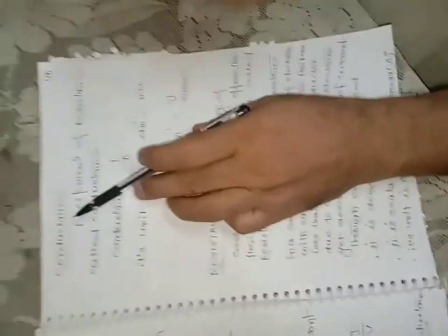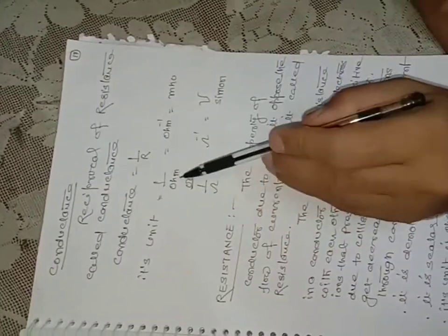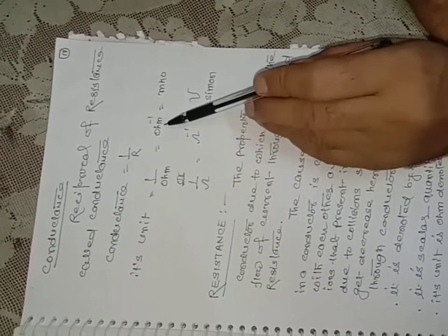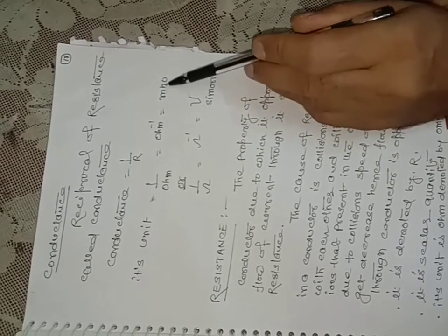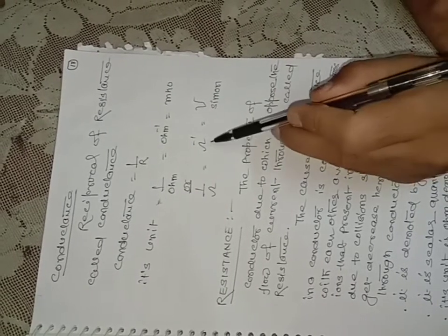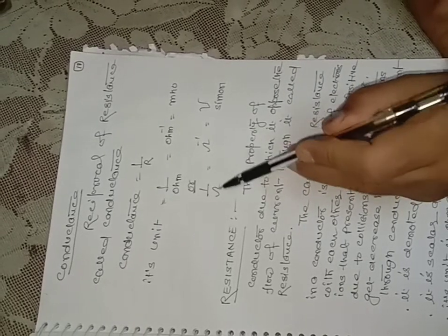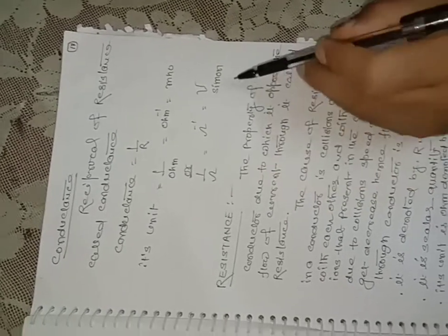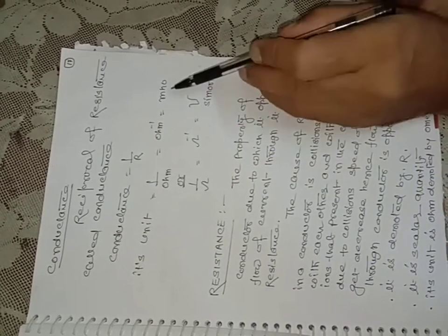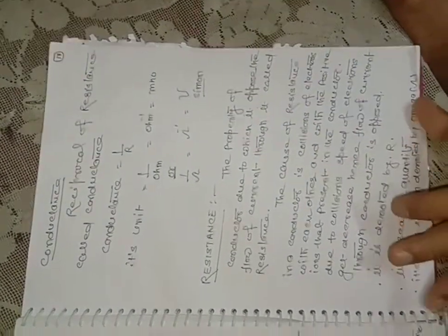So what is conductance? Conductance is the reciprocal of resistance, 1 upon R, and as you know the unit of resistance is ohm. So the unit of conductance is ohm inverse, and actually it is called mho, M-H-O. The unit of conductance is mho or Simon. Omega is the unit of resistance, and this one is the Simon, just the inverse representation of resistance. So the unit of conductance is either mho or Simon, both are its unit.